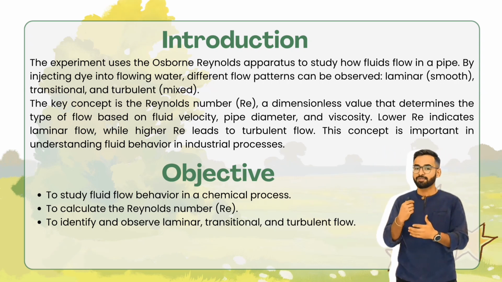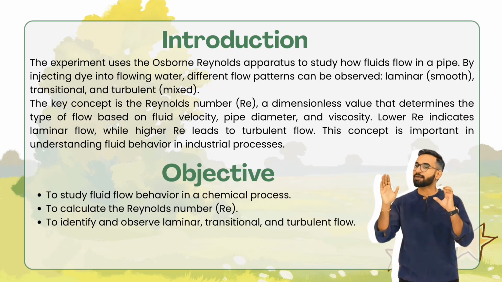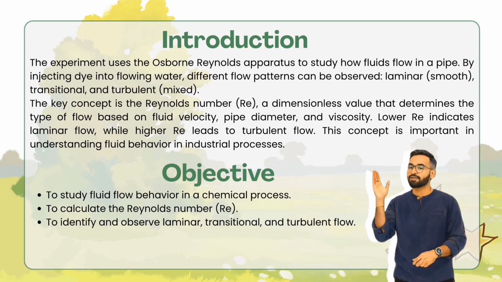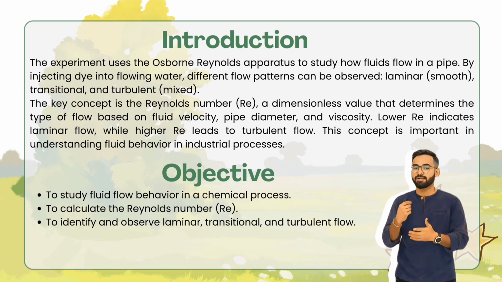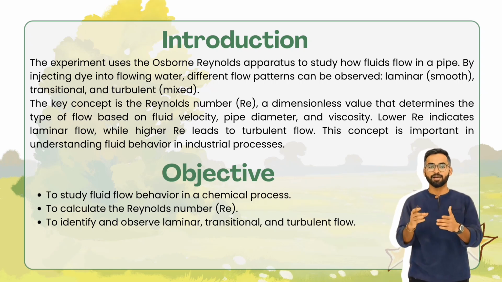The three main objectives of this experiment are to study fluid flow behavior in a chemical process, to calculate the Reynolds number, and to identify the laminar, transitional, and turbulent flow conditions.